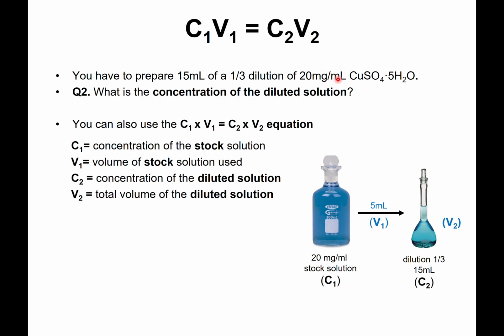Now, one thing I want to tell you is this. If they don't tell you the total volume, let's say they say, oh, you have prepared a 1 in 3 dilution of, so imagine there is no 15 milliliters here. You have prepared a 1 in 3 dilution of 20 milligrams per milliliter copper sulfate. You can still use this formula.